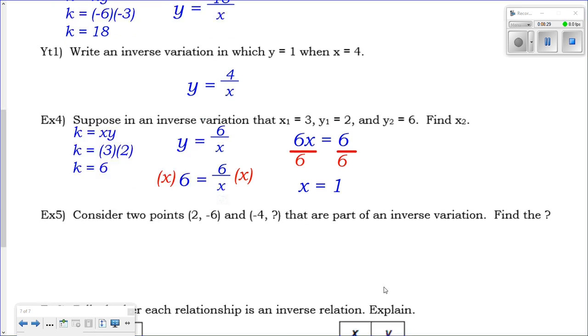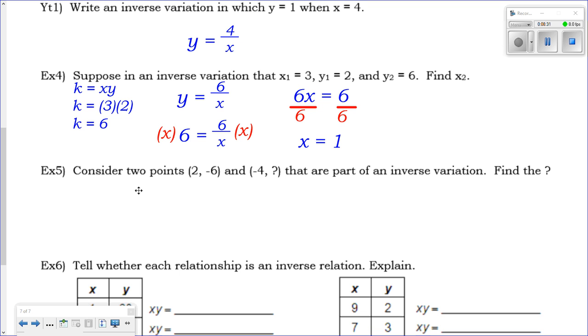Let's do that one more time, example 5. First thing I'm going to do is use the secondary equation and multiply x and y. What am I going to plug in for x and y in example 5? I'm going to do 2 times -6. So what's my constant? That's -12. Now I'm going to plug it into the primary equation. So what's my equation here? y equals -12 over x.